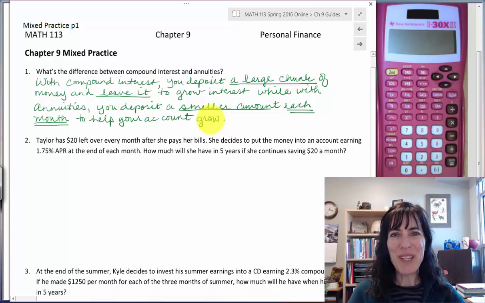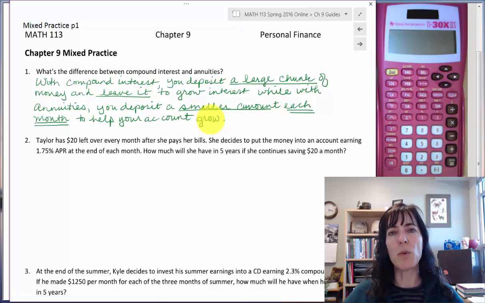So one more time, with compound interest, you deposit one big lump sum or big chunk of money at the start and leave it sit, while with annuities, you deposit a maybe smaller chunk each month or each year at regular intervals and then let your money grow interest on interest with both accounts.